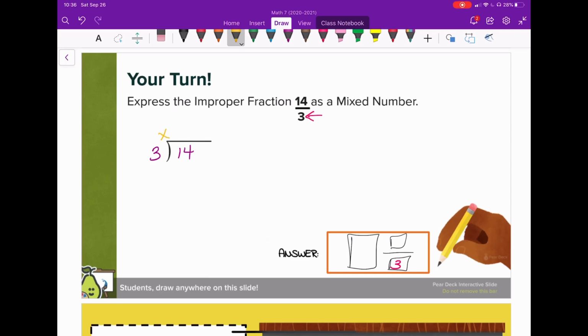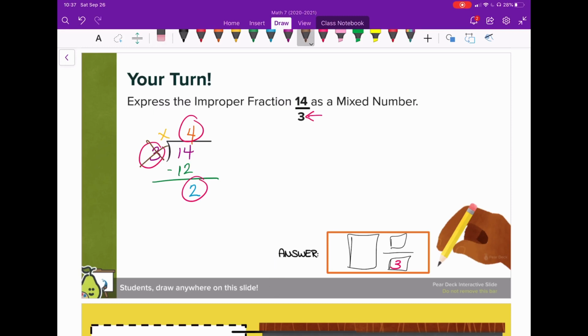3 times 4 is 12. And that's the closest we're going to get because 3 times 5 is 15. Okay, now we subtract. 14 minus 12 is 2. These are the 3 numbers I need. If you already wrote down your denominator, then the 3 is out. You have the 4 and the 2.